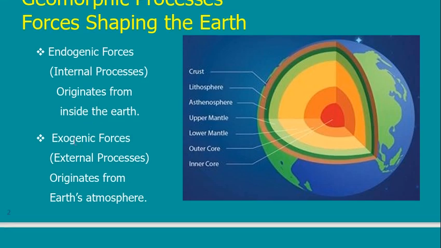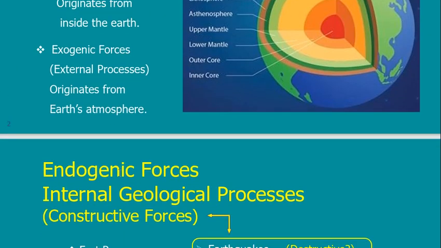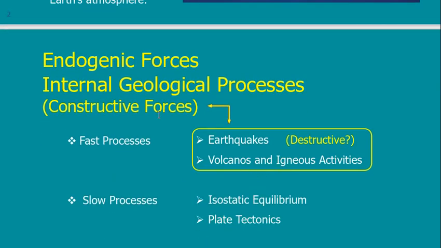So this is called endogenic forces. We have also exogenic forces. These are forces coming from the outside, the effect of the atmosphere on the surface of the earth. So these are exogenic forces. Also, as a reminder, we said that endogenic forces, the forces coming from inside, are either fast processes or slow processes. Fast processes like earthquakes and volcanoes.